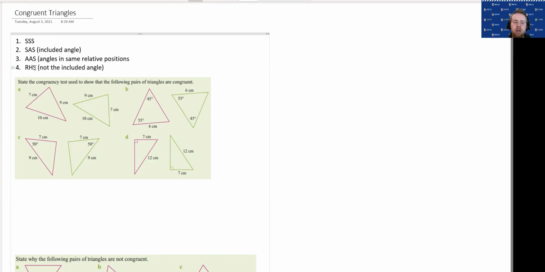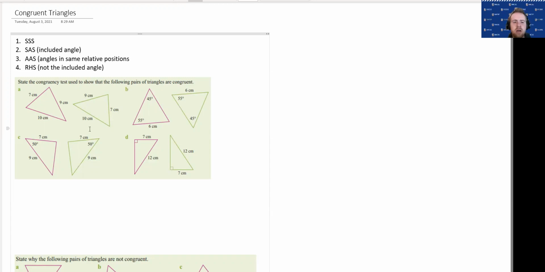Now, the important thing to note is that for a right angle triangle, the right angle is not going to be the included angle between the hypotenuse and the side. Remember, because the hypotenuse is always opposite the right angle. So this is distinct from SAS. It's not the included angle, but it has to be a right angle for this to be true.